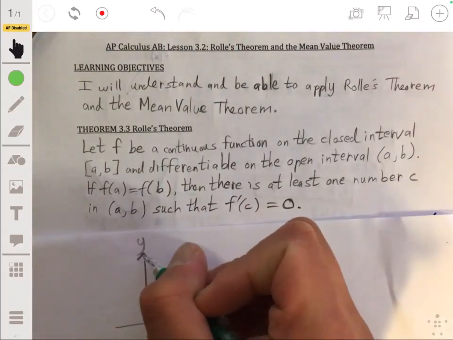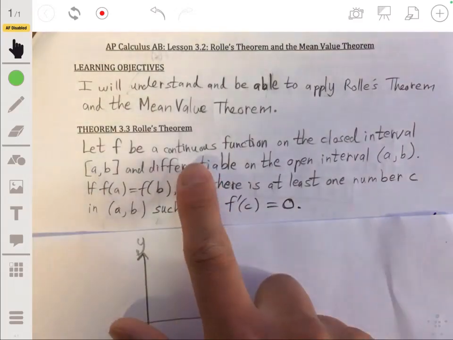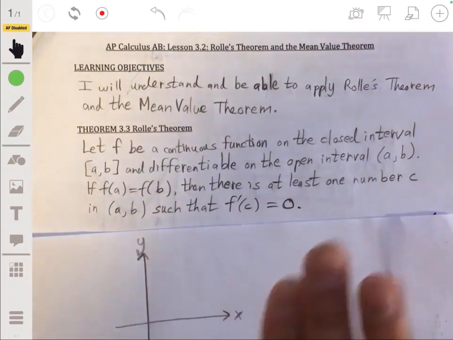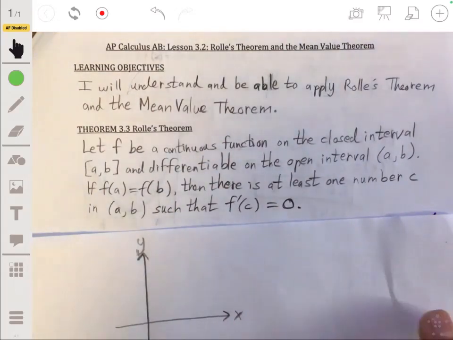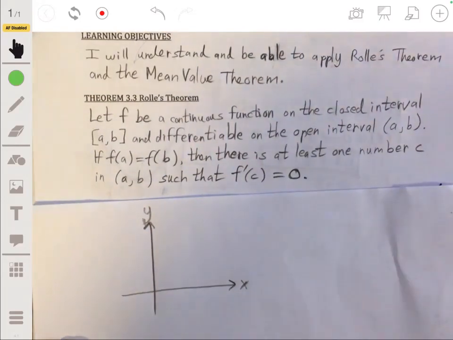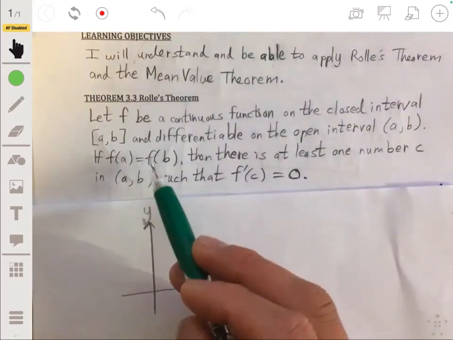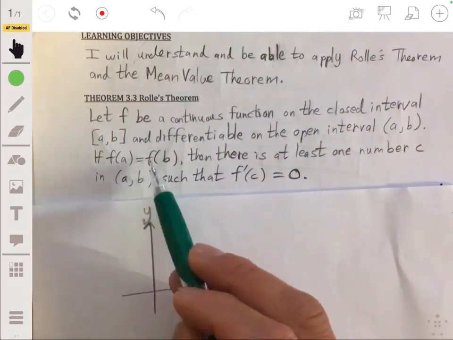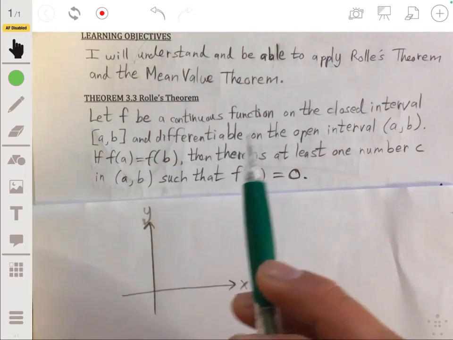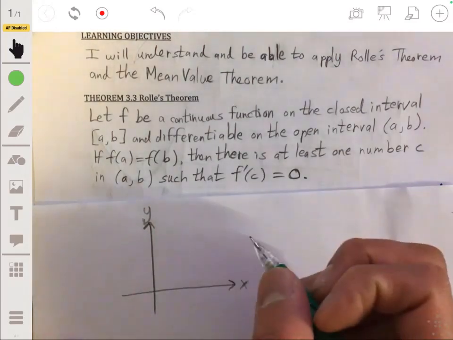Now let's look at the conditions. The function has to be continuous, so we're going to draw a function with no gaps. It's going to be differentiable, so we make it smooth. And f of a equals f of b, so this is saying that the endpoints, or the y values at the ends of the interval, are equal.